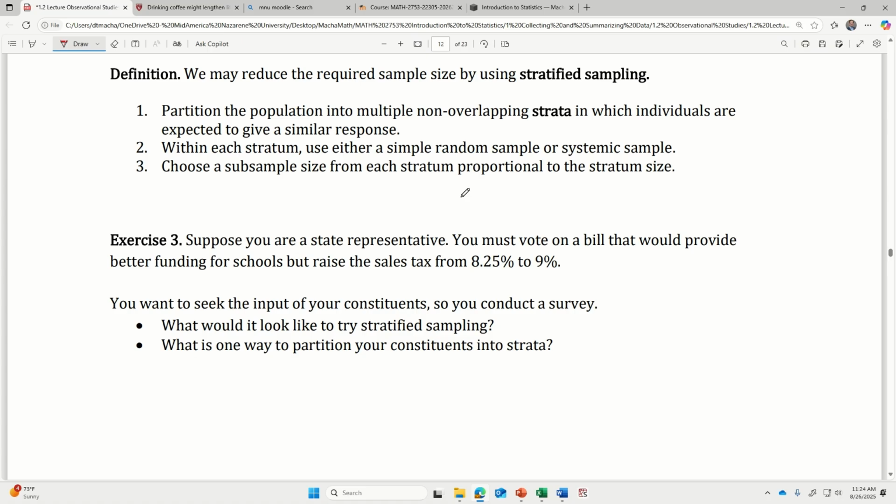But we can still talk about this in general. It could help reduce the required sample size if we use a strategy called stratified sampling. The way it works, step number 1: partition your population into multiple non-overlapping strata. In each stratum, we expect individuals to give a similar response.